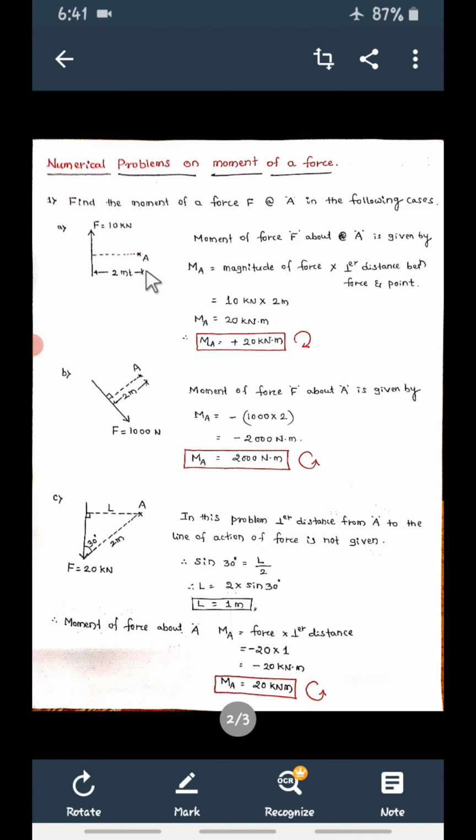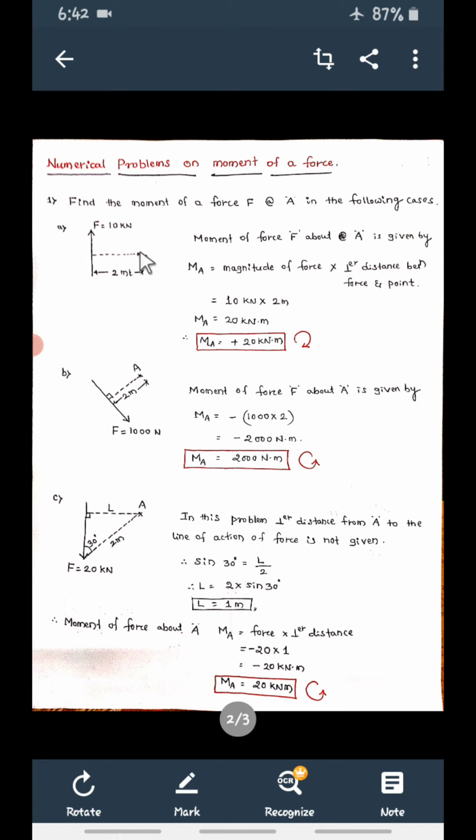Then what is the perpendicular distance between this force and A? It is 2 meter. Perpendicular distance you have to write. So perpendicular distance between force and point A is 2 meter. So F is 10 and into 2 meter. So force into perpendicular distance.